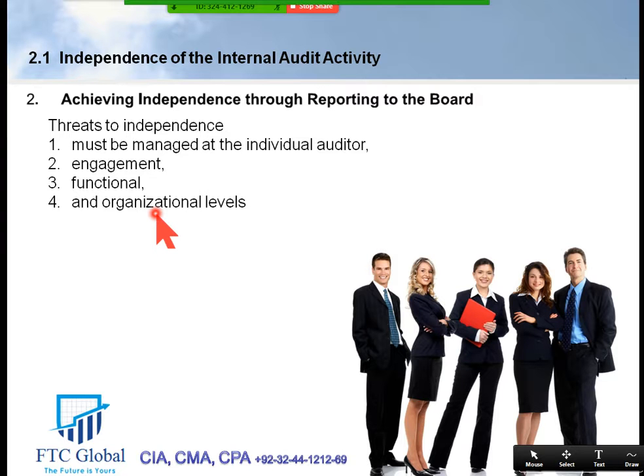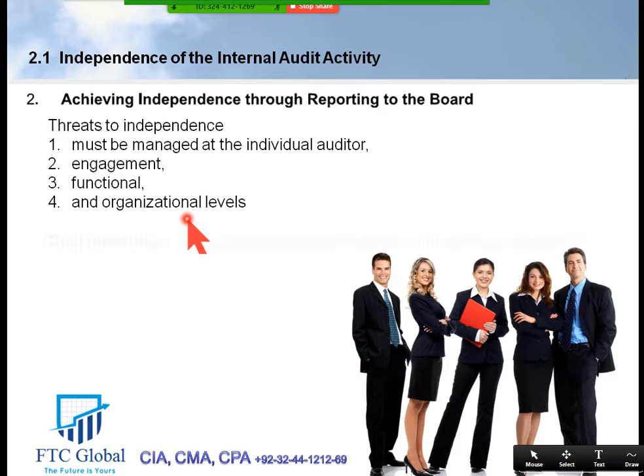So organizationally, the internal audit department should be kept separate, with dual reporting relationships: administrative reporting to the chief executive officer directly, or the president of operations, and the functional reporting to the audit committee or the board. So that's absolutely clear. Threats to independence could be at 4 levels: to the individual auditor, to the assignment or the engagement, to the department, and to the organizational level. So it must be managed at all 4 levels.